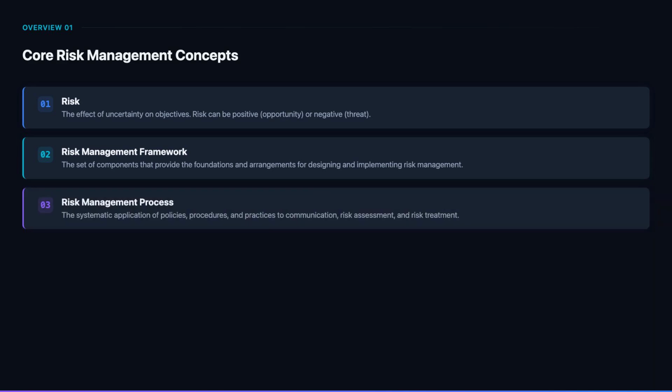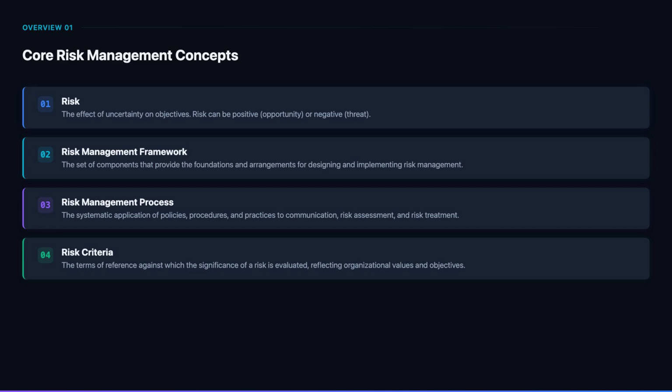The risk management process is the systematic application of policies and practices to communication, scope definition, risk assessment, which includes identification, analysis, and evaluation, risk treatment, monitoring, and recording. Risk criteria are the benchmarks against which risk significance is evaluated. They reflect the organization's values, objectives, and risk appetite, and must be defined before risk assessment begins to ensure consistent and objective evaluation.